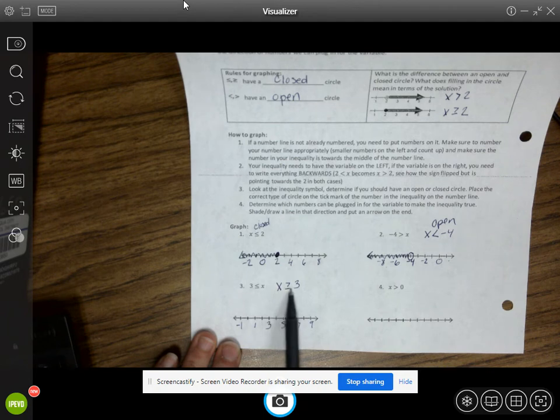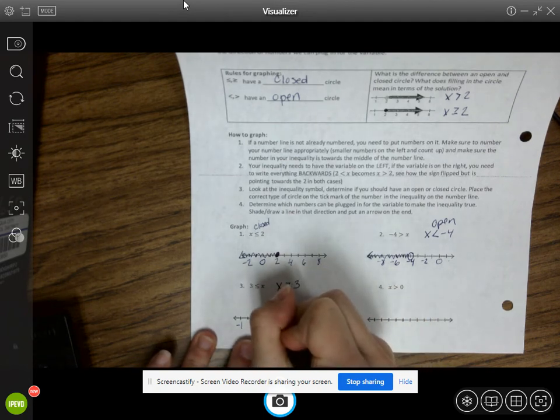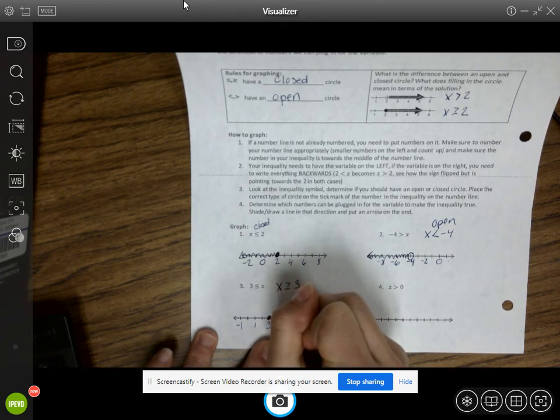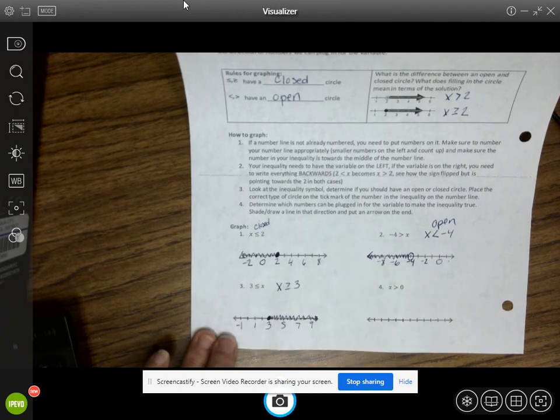I'm looking at my symbol. It has the line underneath, which means closed on 3. So look at your graph. Do you have a closed dot on 3? You should. I want x to be greater than or equal to 3. Is 5 greater than or equal to 3? Or is 1 greater than or equal to 3? 5 is all of these numbers. So when you look at yours, you should have a closed dot on 3, and you should be shading towards the bigger numbers.